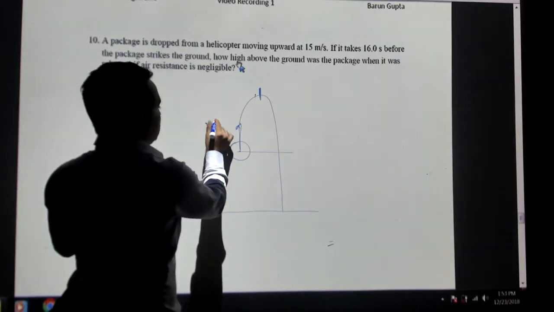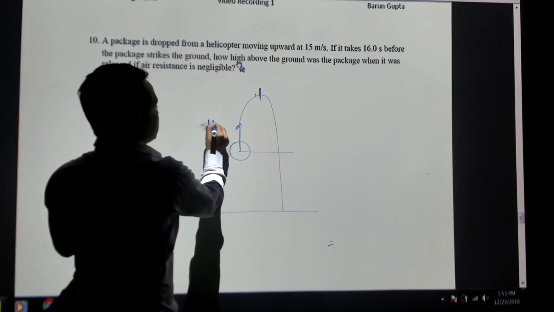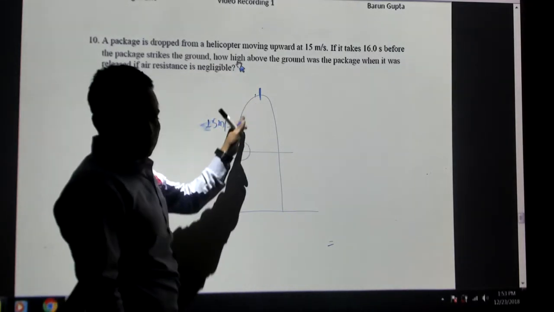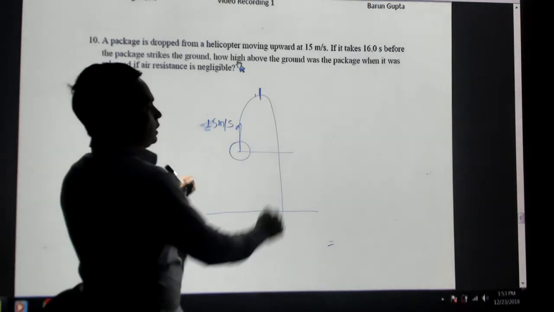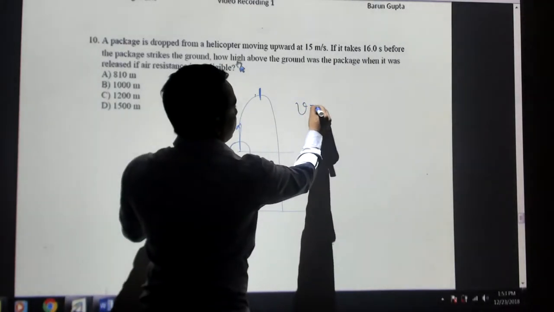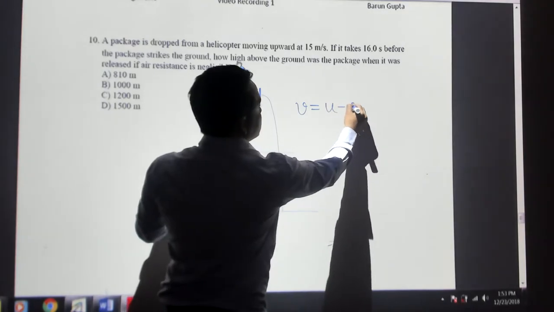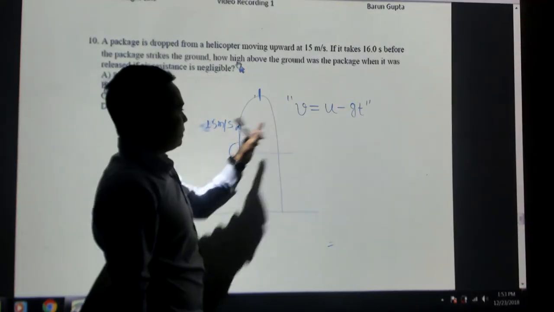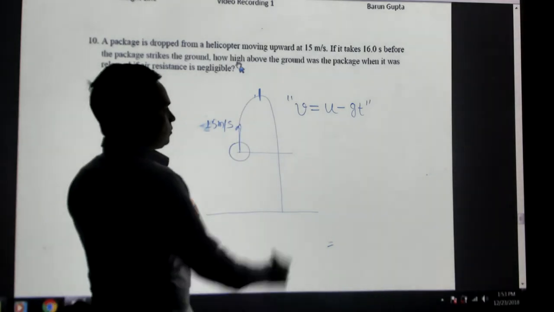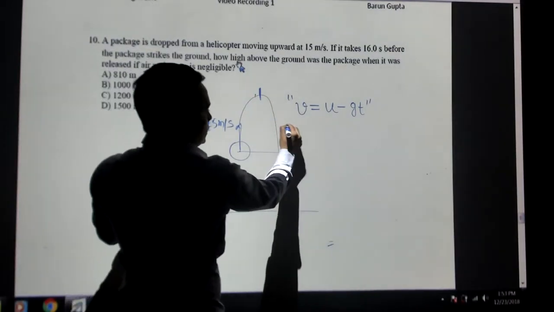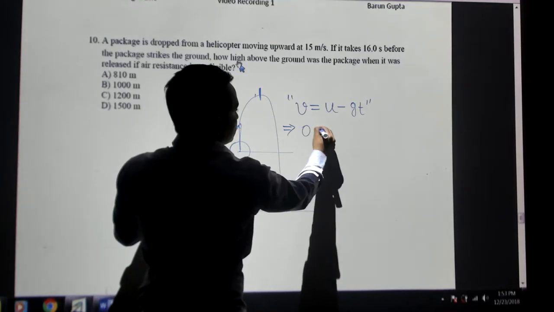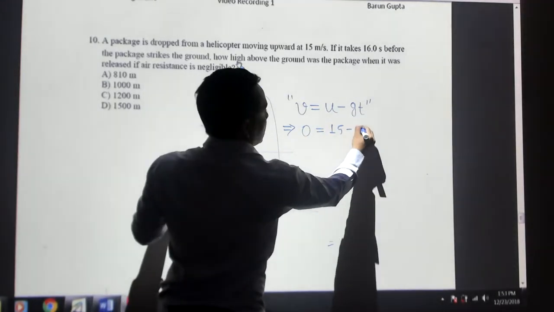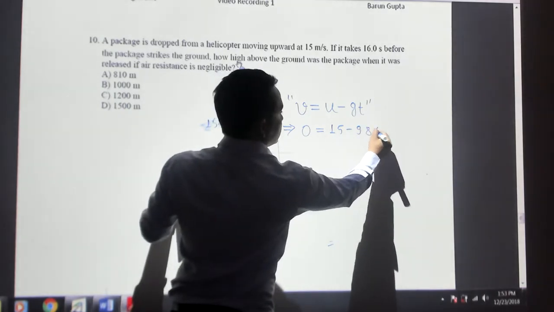Here the velocity is 15 meters per second, and I'm going to find out how long it takes to reach the top. So I'm going to use this equation: v = u - gt. The negative sign simply means it is moving upward. At the top, the velocity is 0, and the initial speed is 15, minus 9.8 times t.